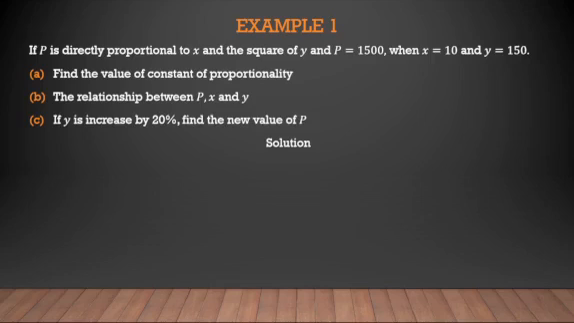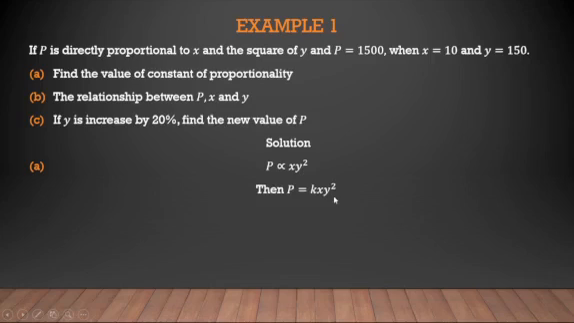Like I always tell you, the first thing you will do here is to express your variation. Since the question says P is directly proportional to X and the square of Y, you can simply say P is proportional to X Y squared. The next thing is to introduce our K. So P is equal to K X Y squared.